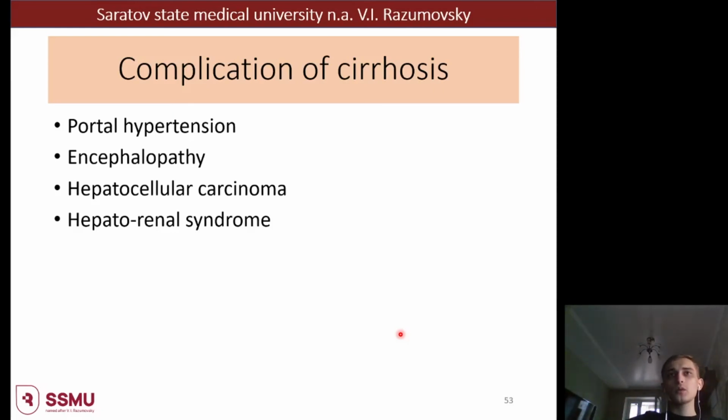Also, we can see decrease of detoxication function of the liver, and in outcome of this process we can see encephalopathy. It's damage of the brain, which is associated with accumulation of toxins in the blood, and we can see decrease of mental functions of our patient, and sometimes it may be associated with coma and other disorders of mental activities. Also, in the outcome of cirrhosis, we can see hepatocellular carcinoma. It's a malignant tumor from hepatocytes, and also development of hepatorenal syndrome, which is characterized by kidney failure and liver failure.